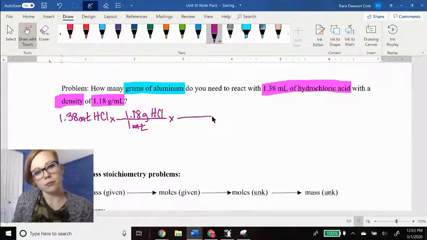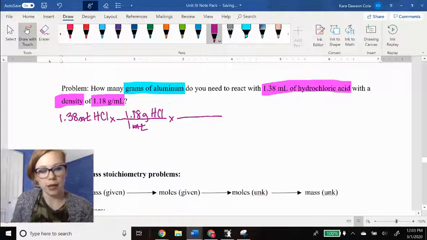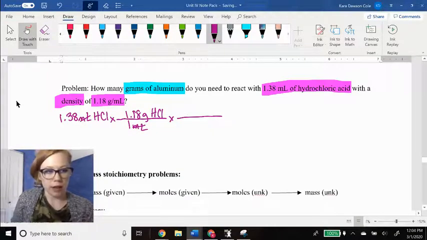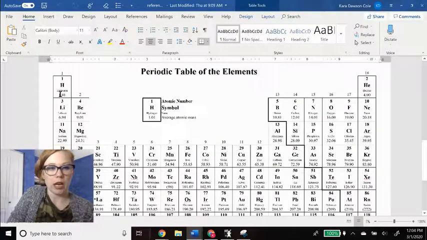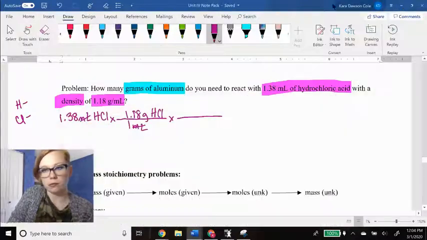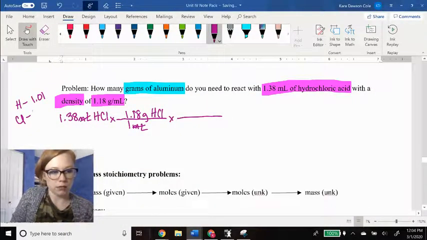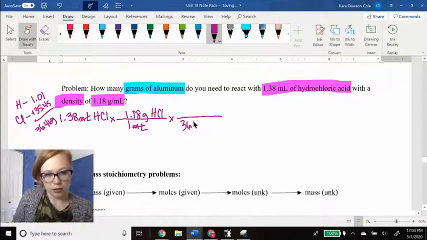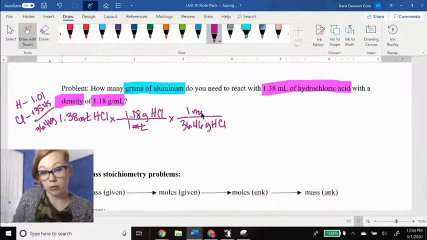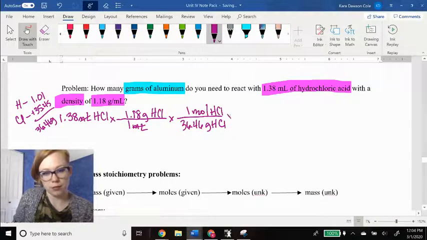Times. Now I need to figure out what my molar mass of HCl is. I've got H here and Cl here, so I can go to my periodic table. Cl is 35.45 and hydrogen is 1.01. So I've got 1.01 plus 35.45, which is 36.46 grams. So 36.46 grams of HCl goes on the bottom, and that is equal to 1 mole of HCl, which is on the top.